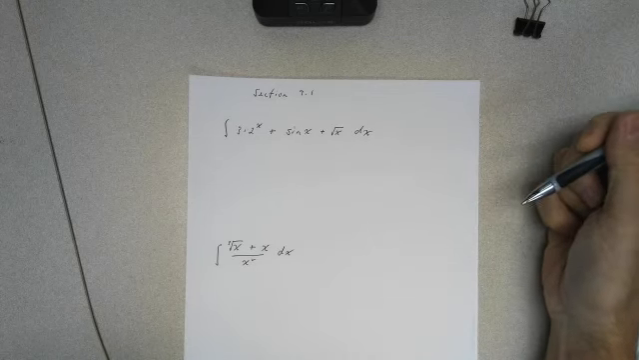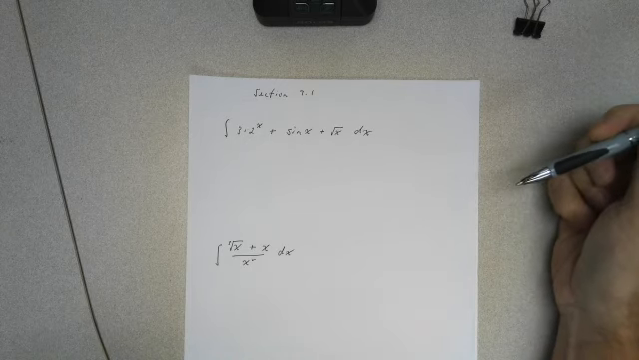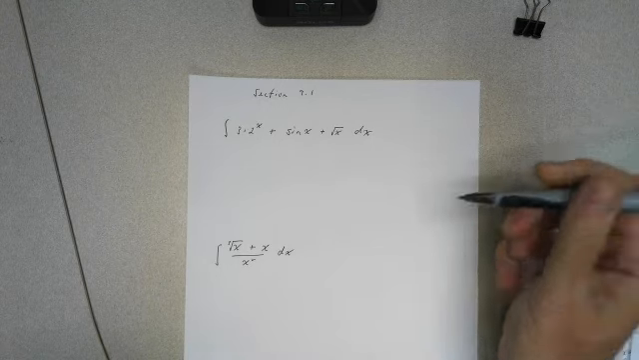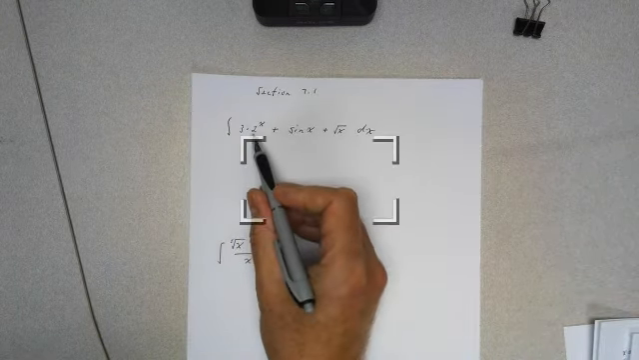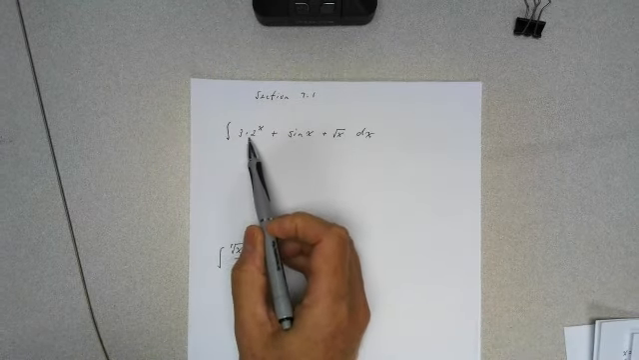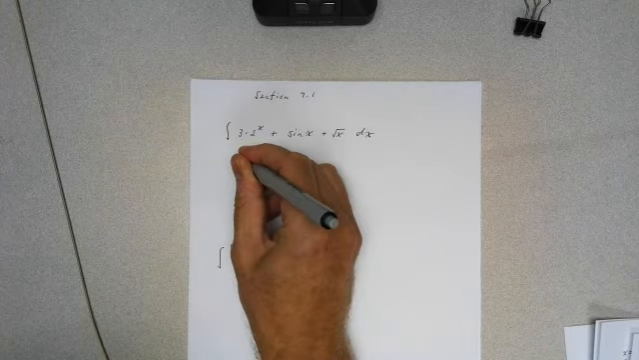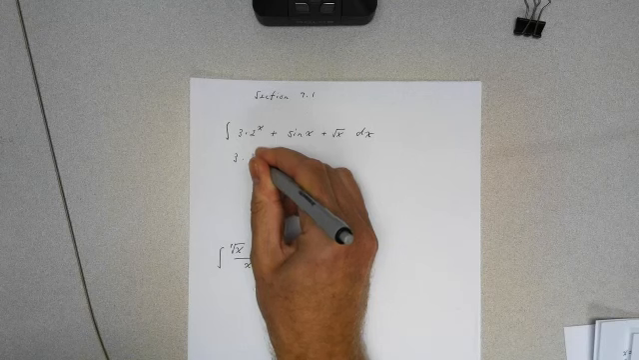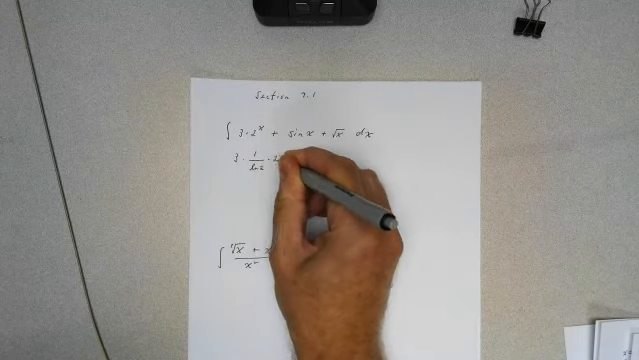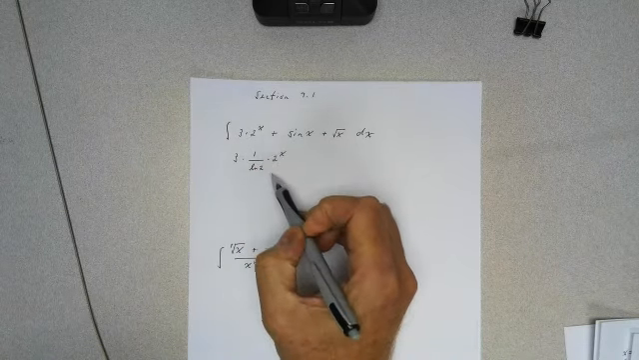Always, always, always look to see if the functions inside that you're trying to anti-differentiate are on the list, and then use properties of linearity. So for example, 3 is just a constant, and we know that the antiderivative of 2 to the x should appear on the list, and in fact it does. So this will be 3 times 1 over the natural log of 2 times 2 to the x.